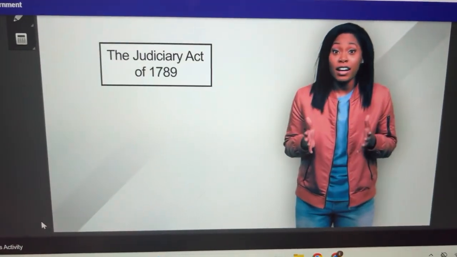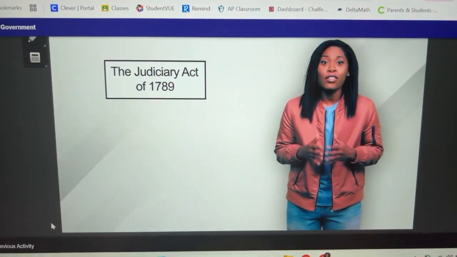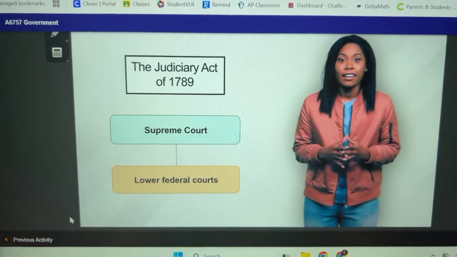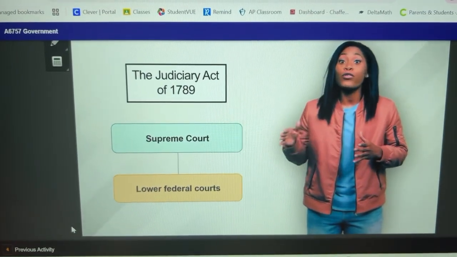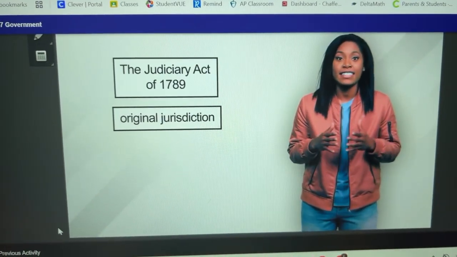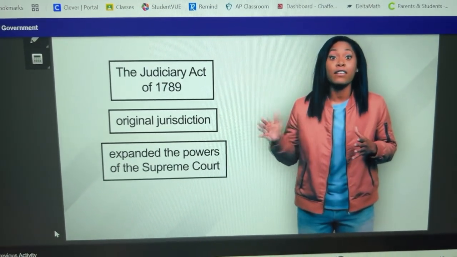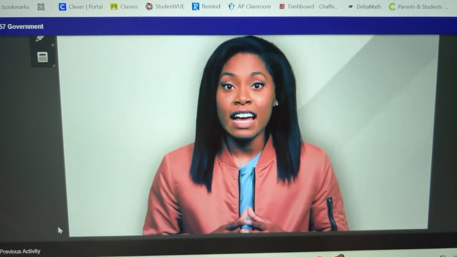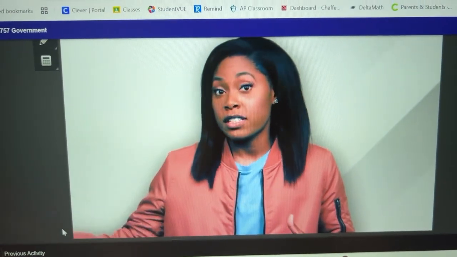Now, a key piece of context for the Marbury versus Madison case is a law called the Judiciary Act of 1789. This law organized the federal court system that we have today. In this system, the Supreme Court is above the lower federal courts. The Judiciary Act also gave the Supreme Court original jurisdiction over more types of cases than the Constitution had. So it expanded the powers of the court. Original jurisdiction means the Supreme Court can hear a case first. The case doesn't have to go through a lower federal court and then be appealed to the Supreme Court.